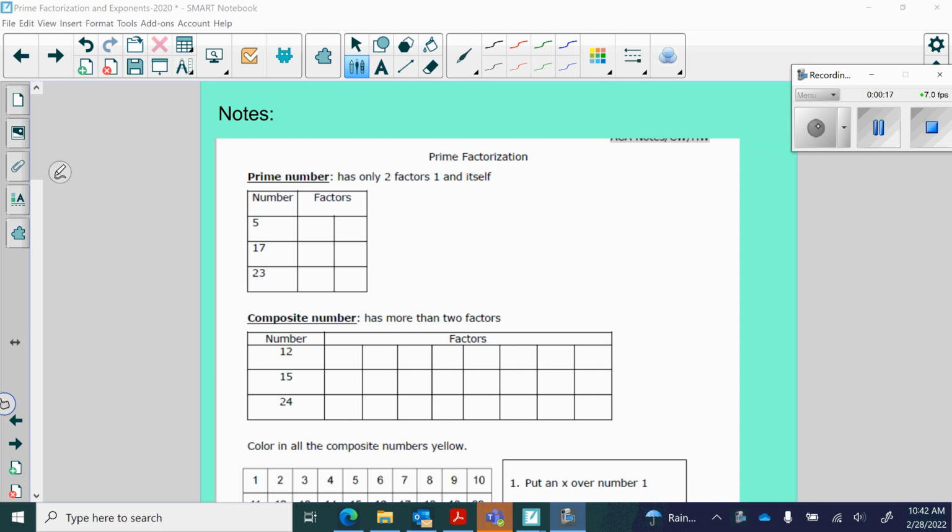Okay, first definition, prime numbers. Prime numbers have only two factors, one and itself. That is what makes them prime.